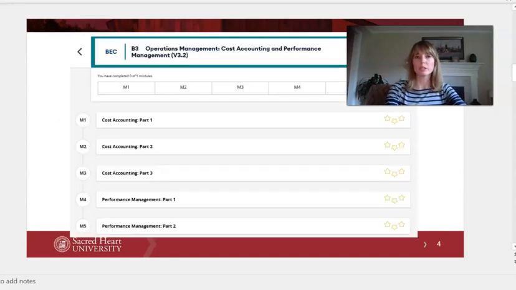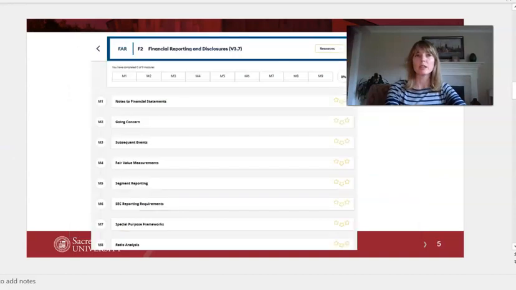This is important because, first of all, it's on the CPA exam. Performance analysis is part of BEC, and ratio analysis is also a part of FAR. The reason that it's so important for the CPA exam is that these are such important metrics used by management to analyze the performance of either the company as a whole or a specific product or division or segment of the company. So it's really important that we are familiar with these measures.